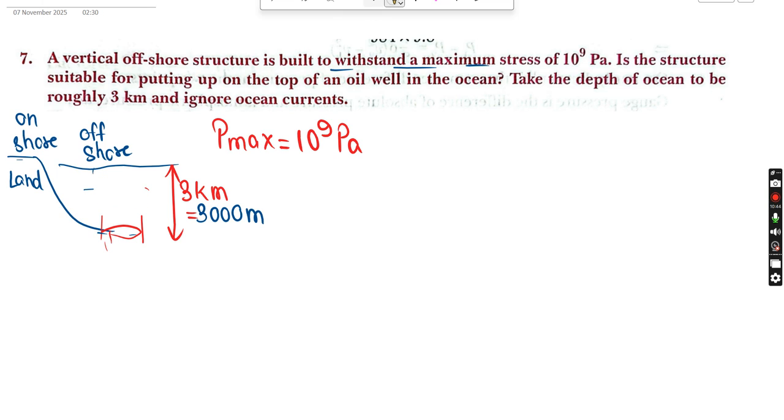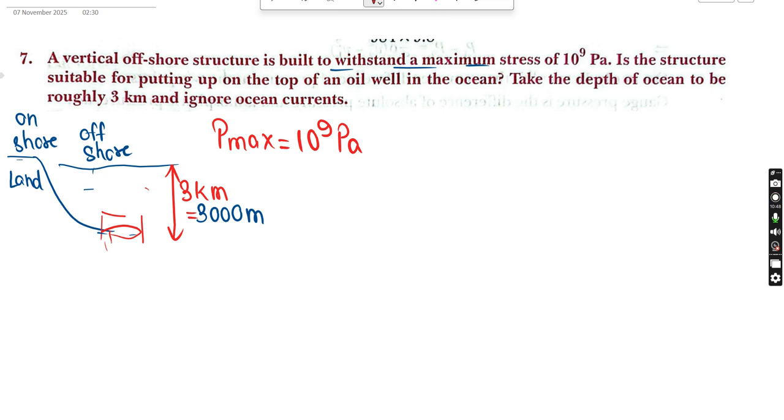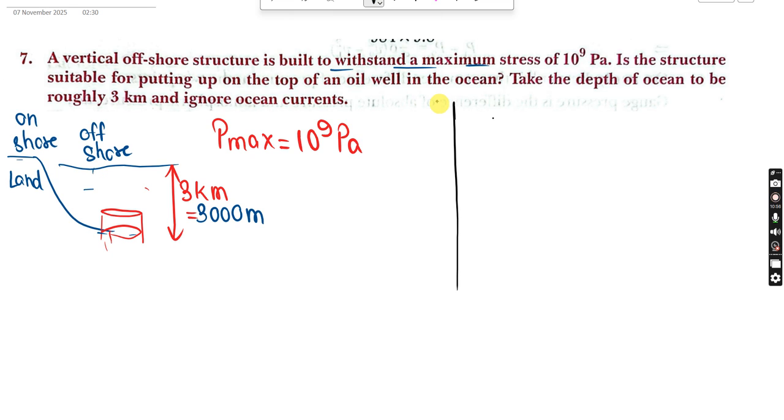Now let's find the pressure, because this structure will be at a great depth, since the ocean is very deep. So basically the structure will come around here, and that is the height. Now let's check whether it can withstand it or not. To check it, you find the pressure at that depth. So what is the pressure because of the ocean?